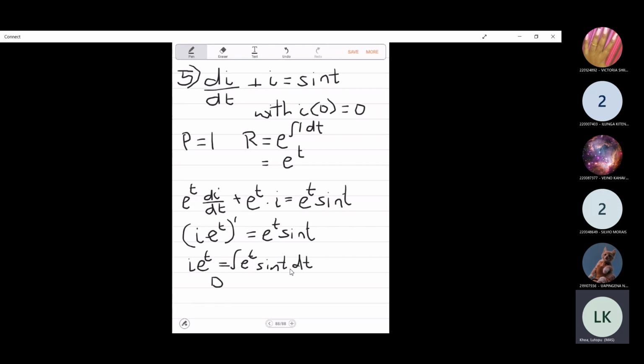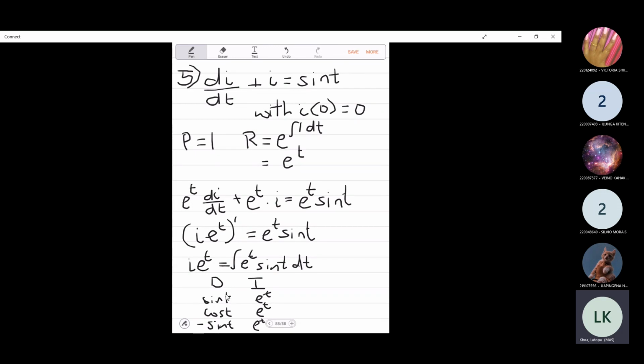Because here it doesn't really matter which one you're differentiating or integrating, they are pretty much the same. So I'm going to integrate sine t and differentiate e to the power of t. So here I will have cos t. The integral of cos t is minus sine t, and this is just e to the power of t, e to the power of t.